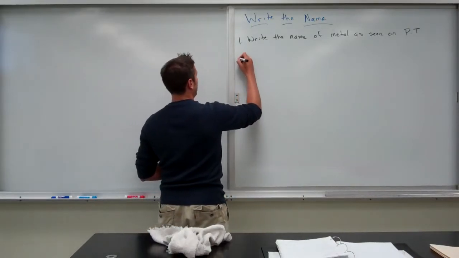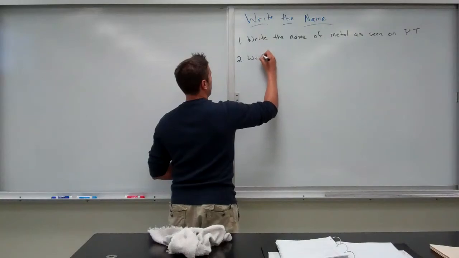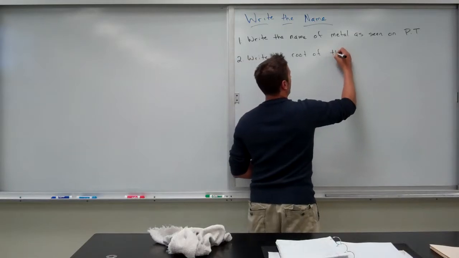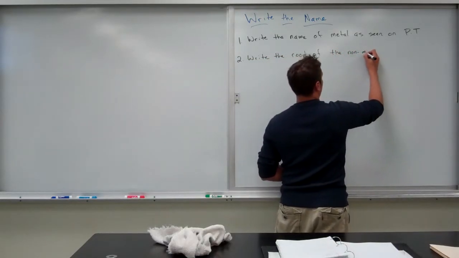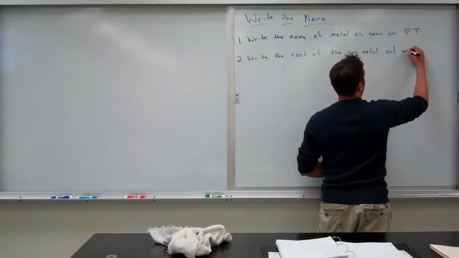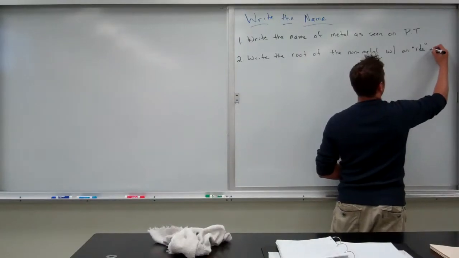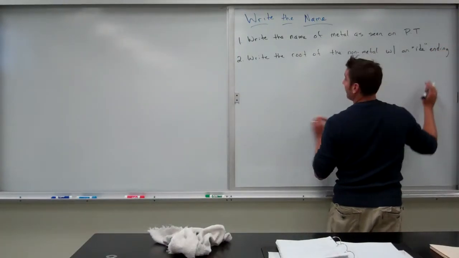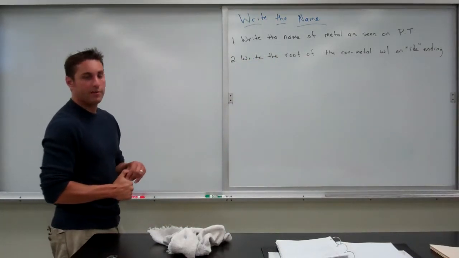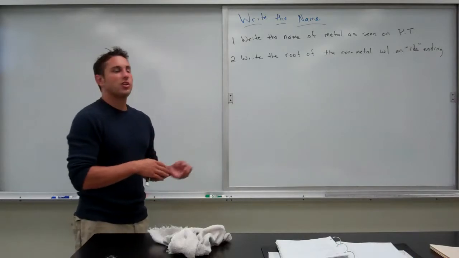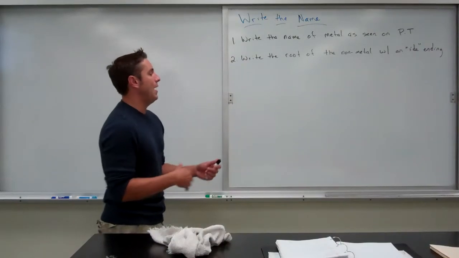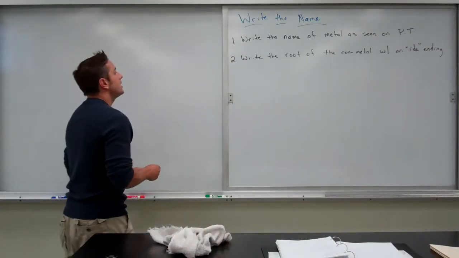Step 2. Write the root of the nonmetal with an IDE ending. So if you remember, in all the names that we were seeing as we were writing formulas, it was always oxide, sulfide, carbide, iodide, bromide. Ionic compounds always end in IDE. Step 3.